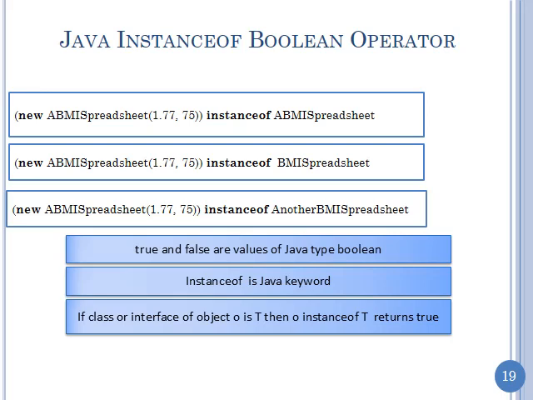We saw the instance of operation last time, right? True. I think we defined that Java has this instance of. We saw that. So this is not an instance of a factorial spreadsheet, but it's an instance of this. And the second one, is that true? Okay, based on what we just said. And the third one? Okay. So, if the class or interface of object O is T, then O is an instance of T, and it returns true. That's basically the idea. More generally, if all the methods of some type T can be invoked on an object, then that object is an instance of that interface, that type.